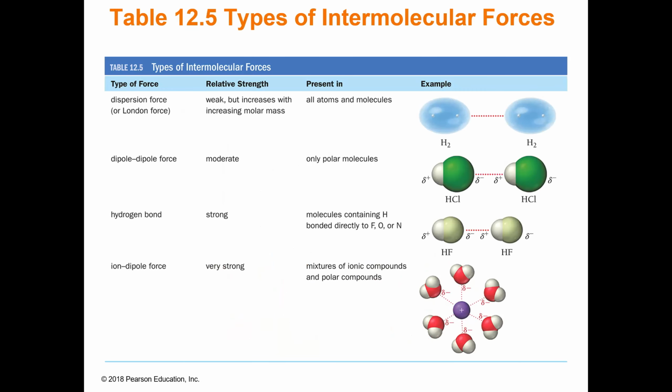This summary table shows dispersion forces are the weakest and are present in all molecules. Dipole-dipole forces are only present in polar molecules. Hydrogen bonds are strong and present in bonds between H and F, O, and N. Ion-dipole forces are the strongest in this group, present between ions and polar molecules.